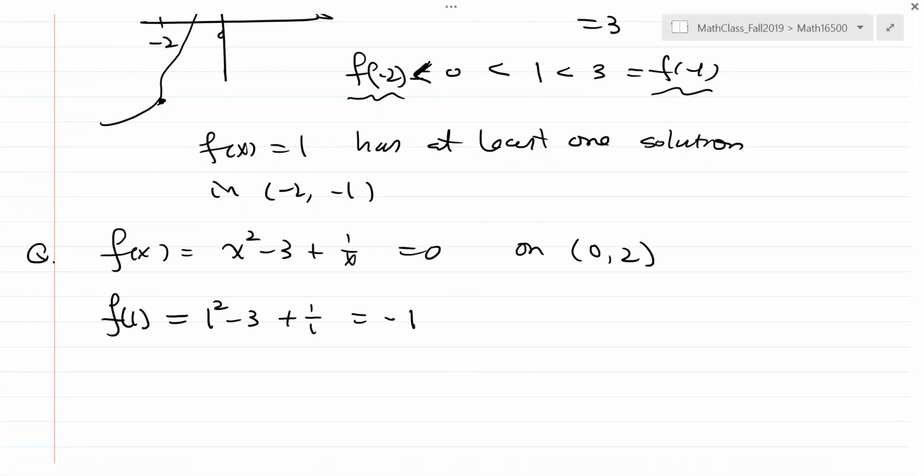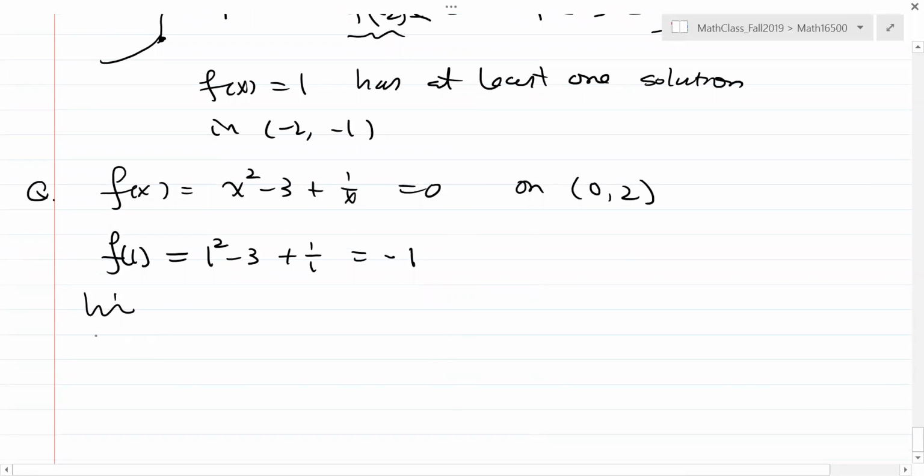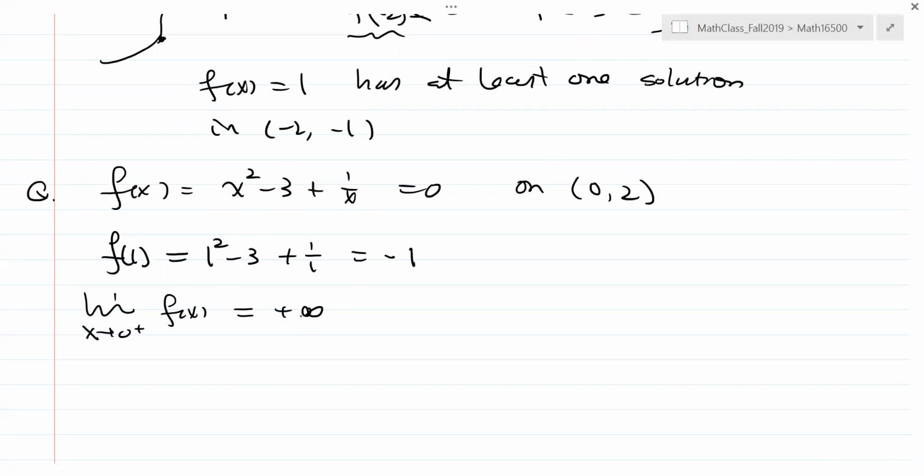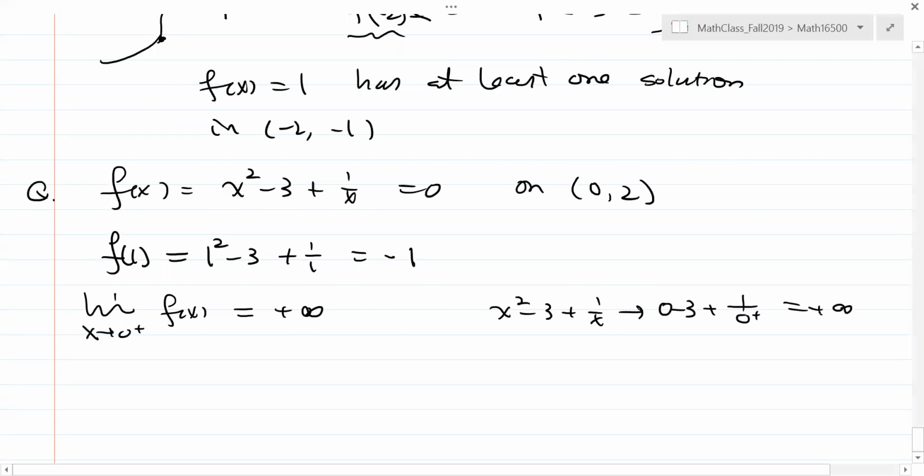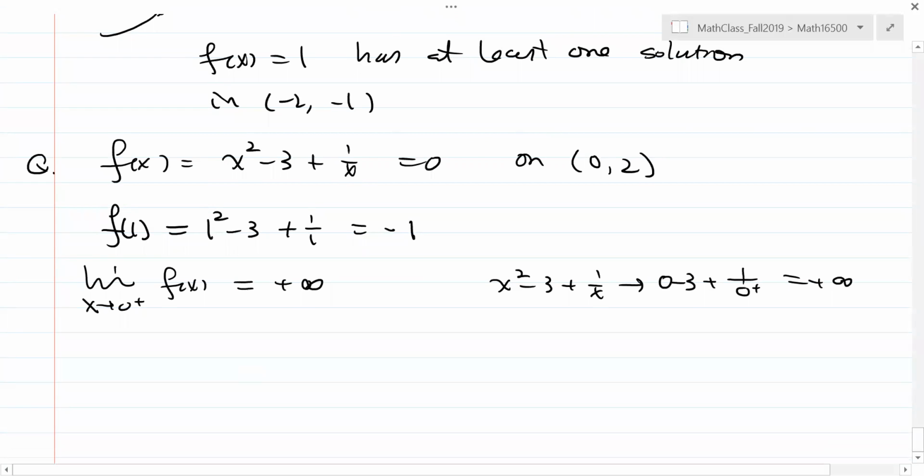Okay. And I know as x approaches 0 from the positive side, this is going to be positive infinity. The reason is the first term approaches 0, the second term approaches 0, minus 3 plus positive, right? So it's going to be positive infinity. That means somewhere close to 0, it has a positive sign. So let's use 1 over 10.